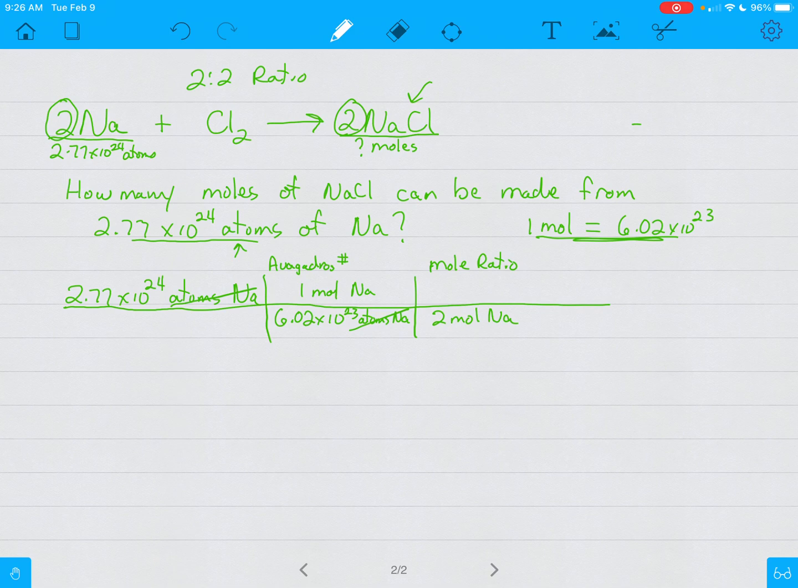Excuse me, sneezing. And 2 moles of NaCl on the top. Moles of Na are going to cancel, and I'm left with moles of NaCl.